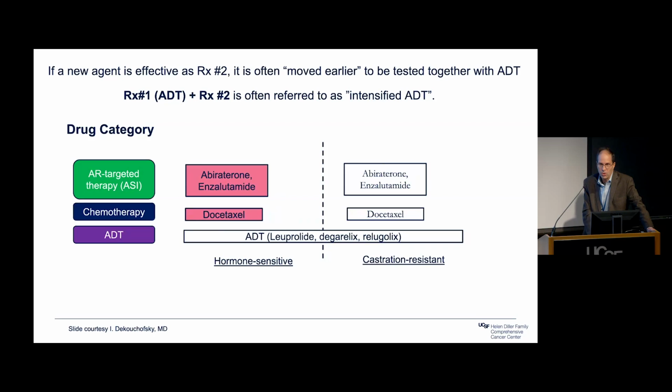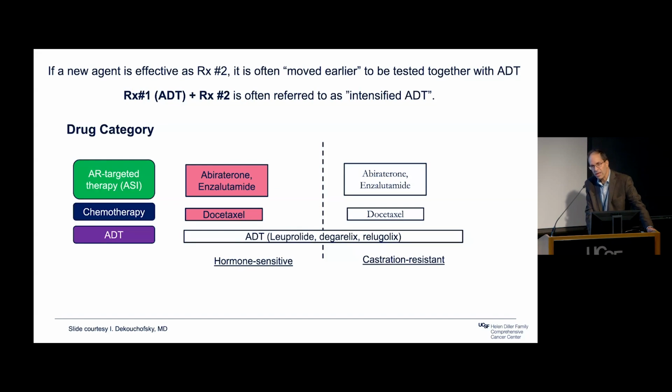And so we moved these early. And each one of these agents, as well as apalutamide and now darolutamide, have been shown as intensified ADT as being better. So what that means is that treatment 1 plus treatment 2 for these agents is better, substantially better than treatment 1 followed by treatment 2.